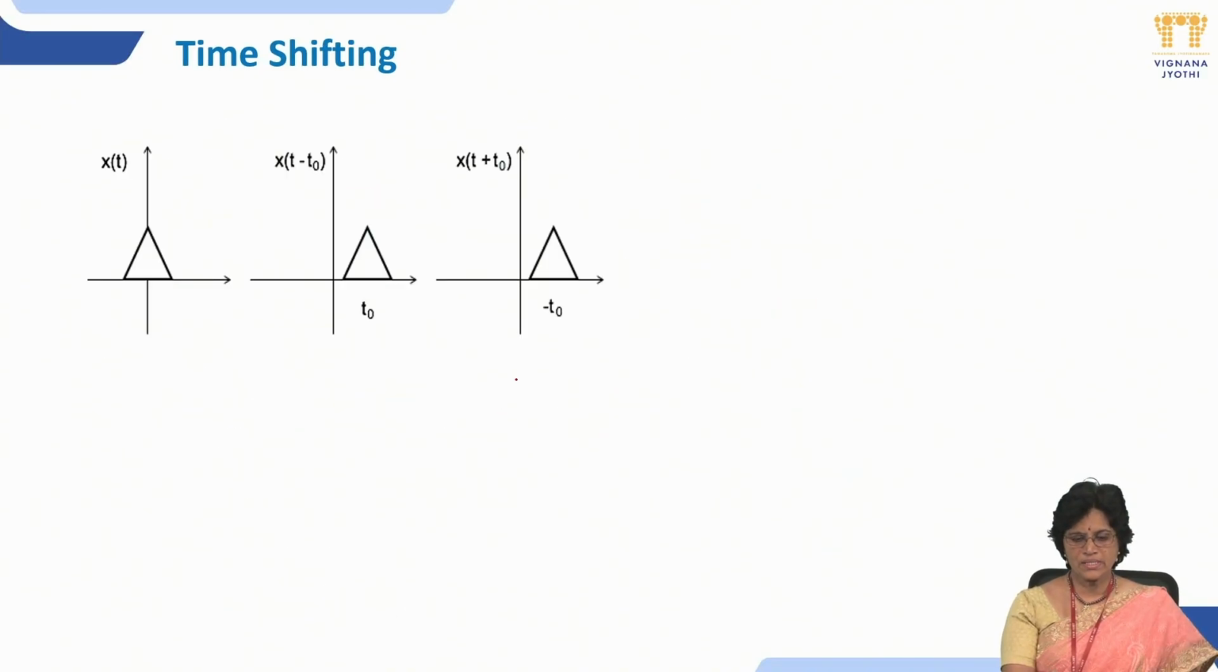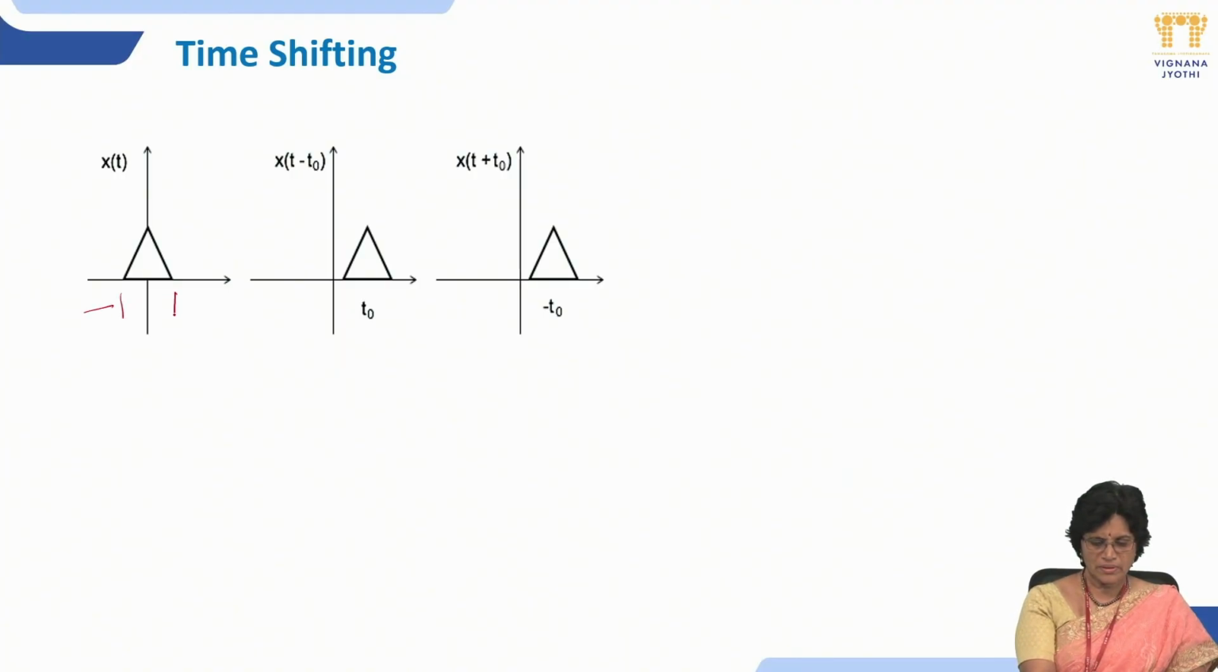For the example given, x of t is a triangular pulse, assume from minus 1 to plus 1. Here it is not mentioned whether t naught is 1 or 2, but the entire signal is shifted towards the right. That is delay. Always delay is shifting towards the right by that many units. And for x of t plus t naught, the shift is to the left.